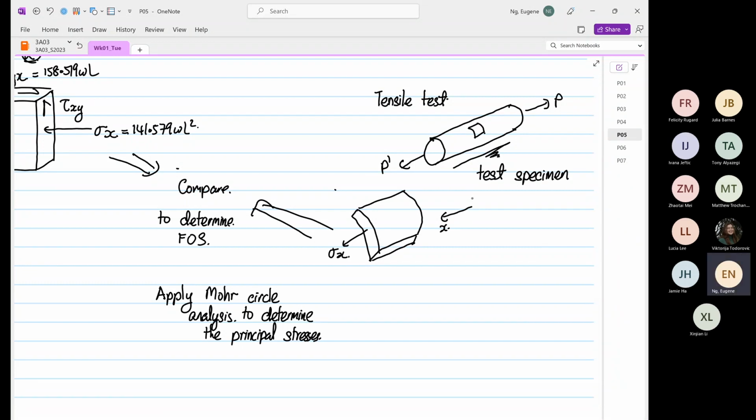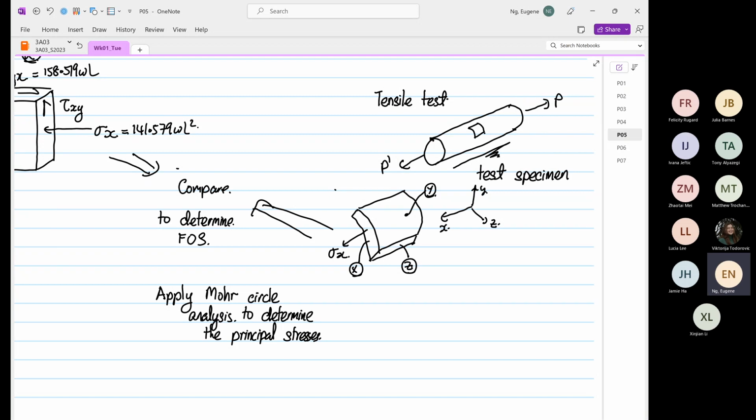Okay, and the vertical surface is our y, and this is our z. So this is our point x on Mohr's circle. Over here is our point z, and this surface over here is our point y. Okay, so now we are going to construct the 3D Mohr's circle.